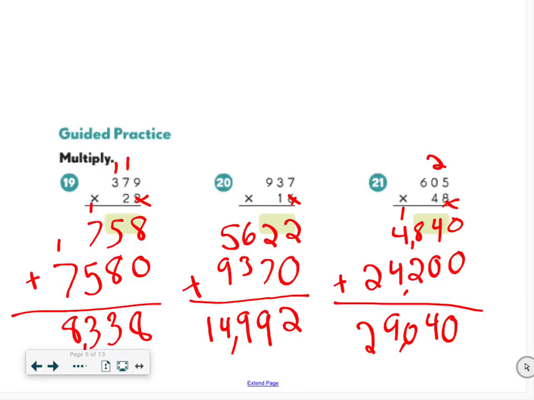If you would like to try some problems on your own, you can just make some up and just practice and then check them with a calculator. Make up your own problems, solve them, check them with the calculator.